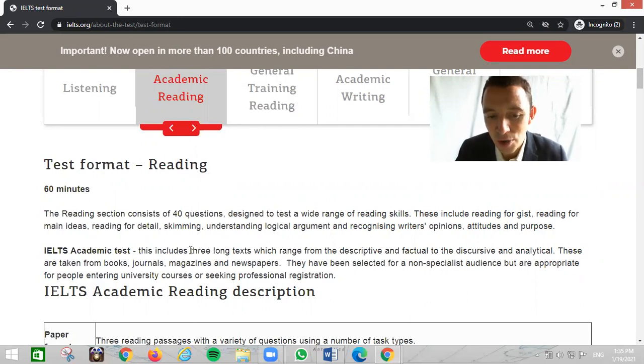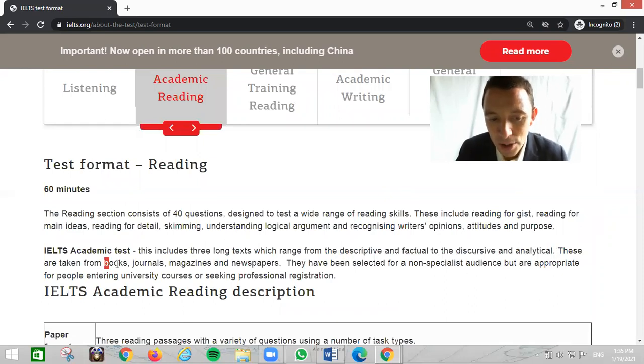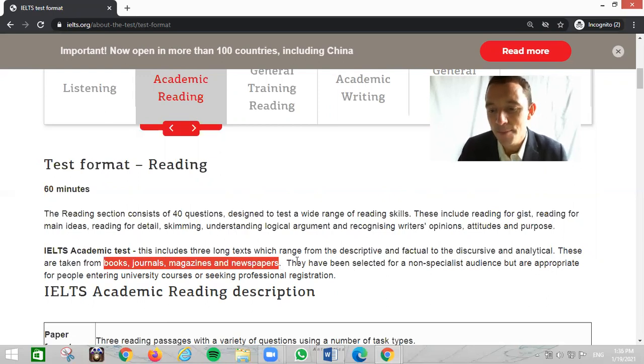So the IELTS test includes 3 long texts, which range from descriptive and factual to discursive and analytical. So you have different possible genres or different possible styles of the reading text. Okay, these are taken from books, journals, magazines, and newspapers. So the best advice, of course, is to read as much as possible in your preparation. Read books, read magazines, read journals, and read newspapers. A journal is probably an academic journal with different topics. So be as familiar as you can with as many different structures as you can in English, okay?